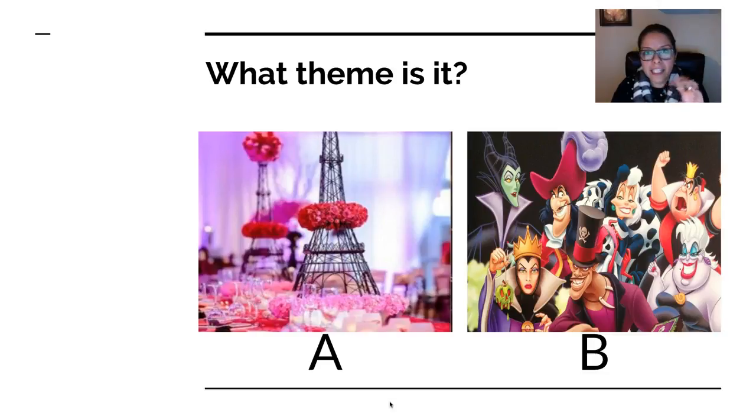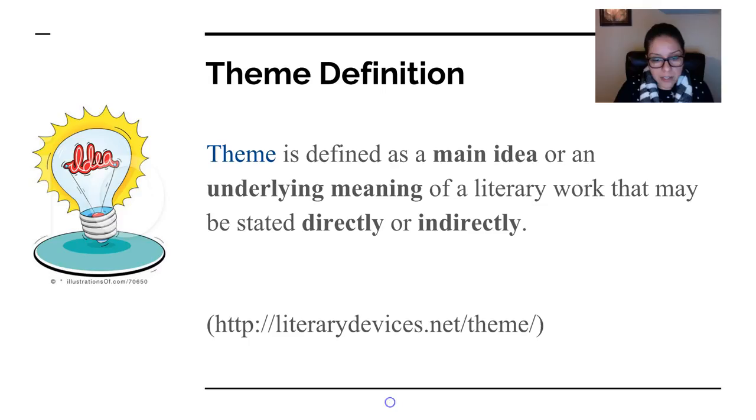So here are some examples of how to look at images to determine theme. But instead of looking at images, you guys are using Romeo and Juliet. So here's a definition of theme. You need to pull out the main idea from a text. So from Romeo and Juliet, what is the main idea? What could be a possible underlying meaning? And it could be directly or indirectly, right?